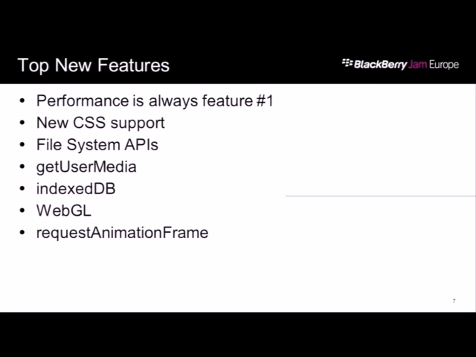We have lots of new CSS support. We have the file system APIs. We have getUserMedia support. We have IndexedDB, WebGL, and a requestAnimationFrame implementation. These are all relatively new technologies that are starting to become widespread across all of the different platforms. And we want to make sure that when people are building web content that works really well on all of the platforms, it also works really well on BlackBerry.